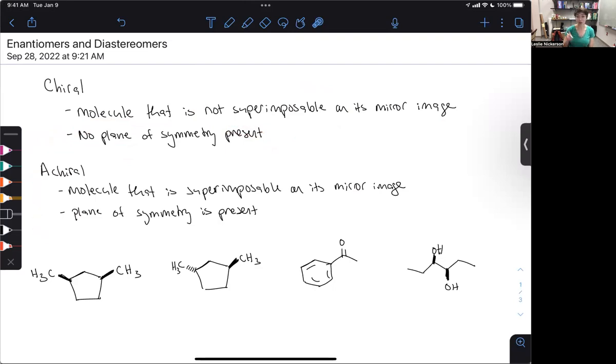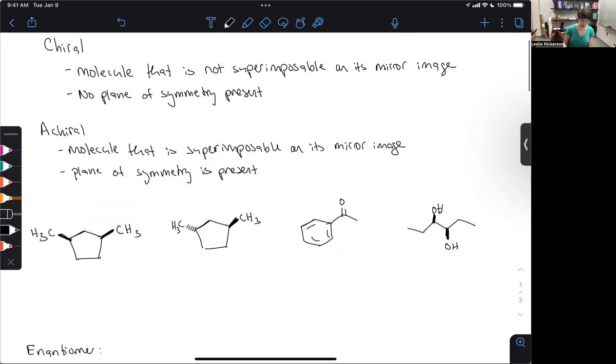Opposite for achiral, so achiral just means without chirality, right? So that's going to be a molecule that is superimposable on its mirror image, and a plane of symmetry is going to be present. So there's really two ways that you can decide if a molecule is chiral or not. You can go through and draw the mirror image, see if you can overlap them, or even just build models of them and see if you can overlap the models. Or you can look for planes of symmetry. I prefer to look for planes of symmetry. It just kind of cuts down on how much drawing and manipulation I have to do.